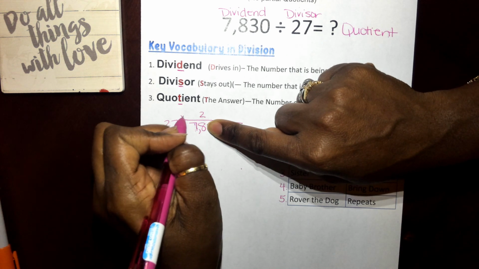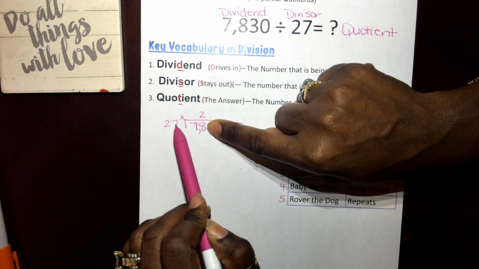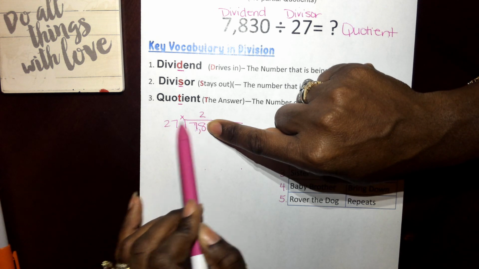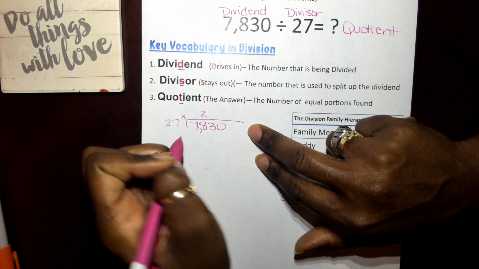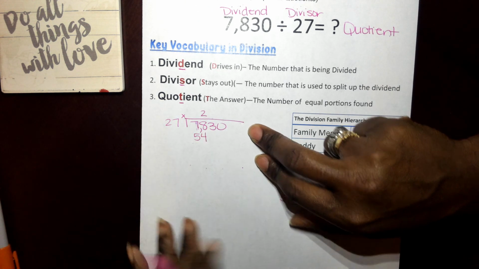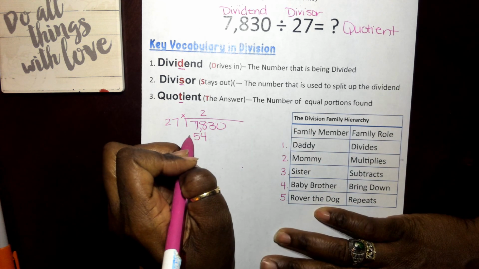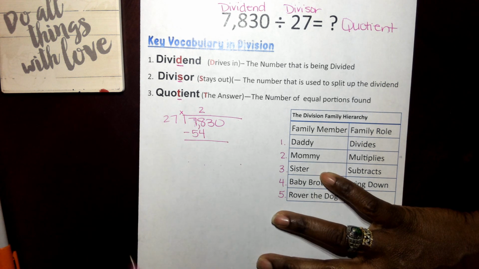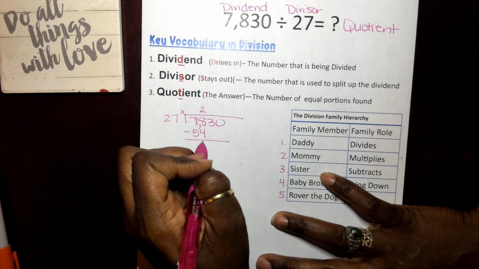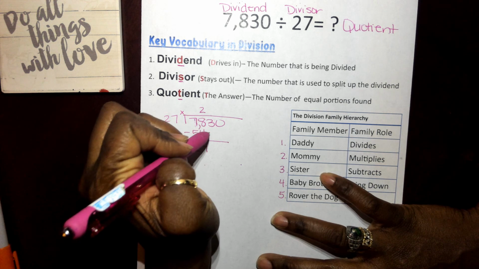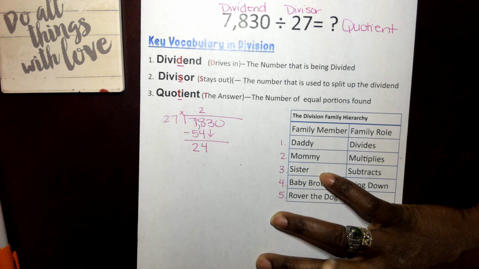And then we put an X, because this is what mommy wants us to do. This is where we multiply. What is 2 times 27? Well, I've already done the calculation, and it is 54. So I'm going to write 54. And then we subtract. That's the sister. The sister wants to subtract. So we're going to subtract 54 from 78, and we're left with 24. And then the baby brother, we bring down the next number. So we're going to bring that 3 down beside that 24.